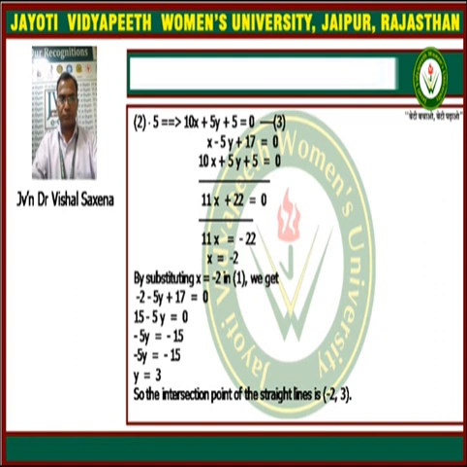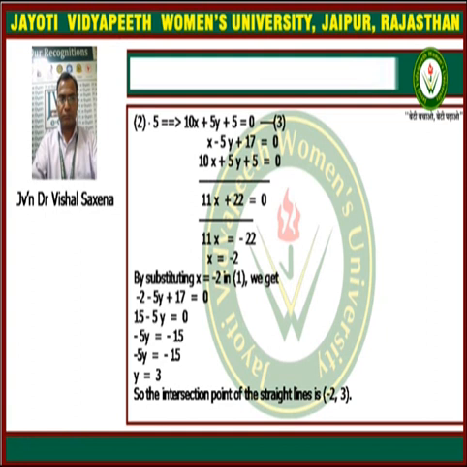Because the two terms 5y and 5y have different signs, we do not subtract; we add the two equations. When we add them, we get 11x plus 22 equal to 0, and x becomes minus 2. When we put the value of x in either equation 1 or 2, we can find the value of y.